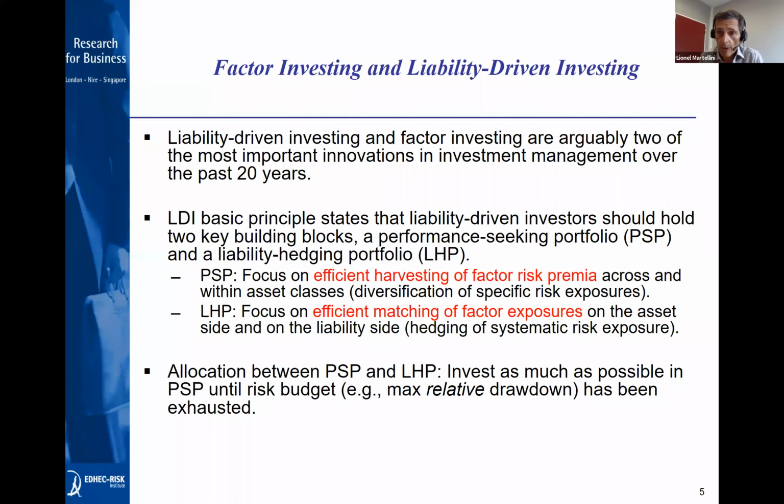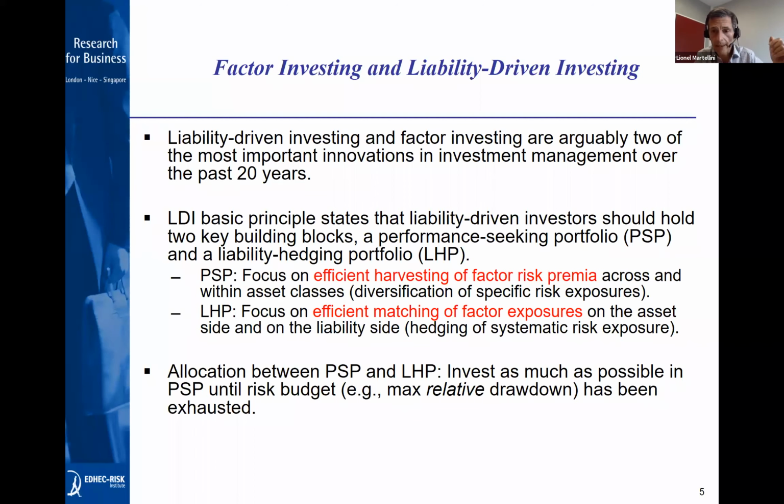Now, the last degree of freedom, once you've been able to build for yourself as an institutional investor a well-diversified performance-seeking portfolio and a pretty efficient liability hedging portfolio. The last question is, how much should we invest into these two building blocks? Now, we know that the answer to that question is actually not coming out of fancy financial engineering and complex math analysis. The answer to this question is actually pretty simple.